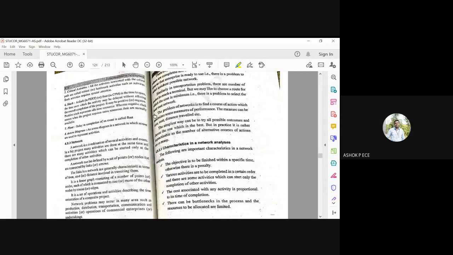Critical activities: all activities which are inside a critical path are called critical activities. These activities require special attention. They have to be carried out with great caution because they may delay your project.